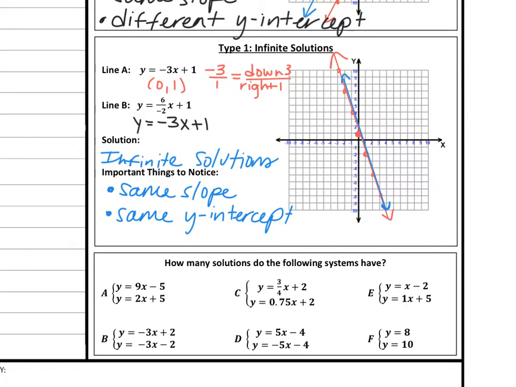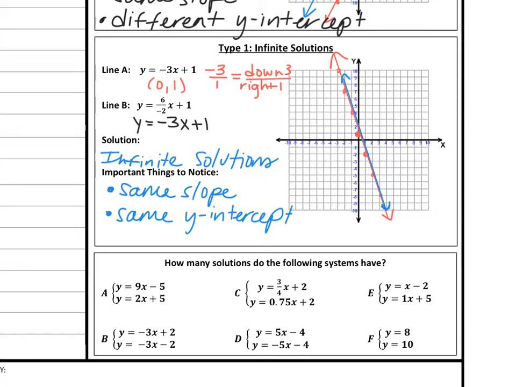What we're going to do for this last section is, just by looking at the slopes and the y-intercepts, decide how many solutions it has: one, no solutions, or infinite solutions, okay? So look at A. Their slopes are 9 and 2, and their y-intercepts are -5 and 5.